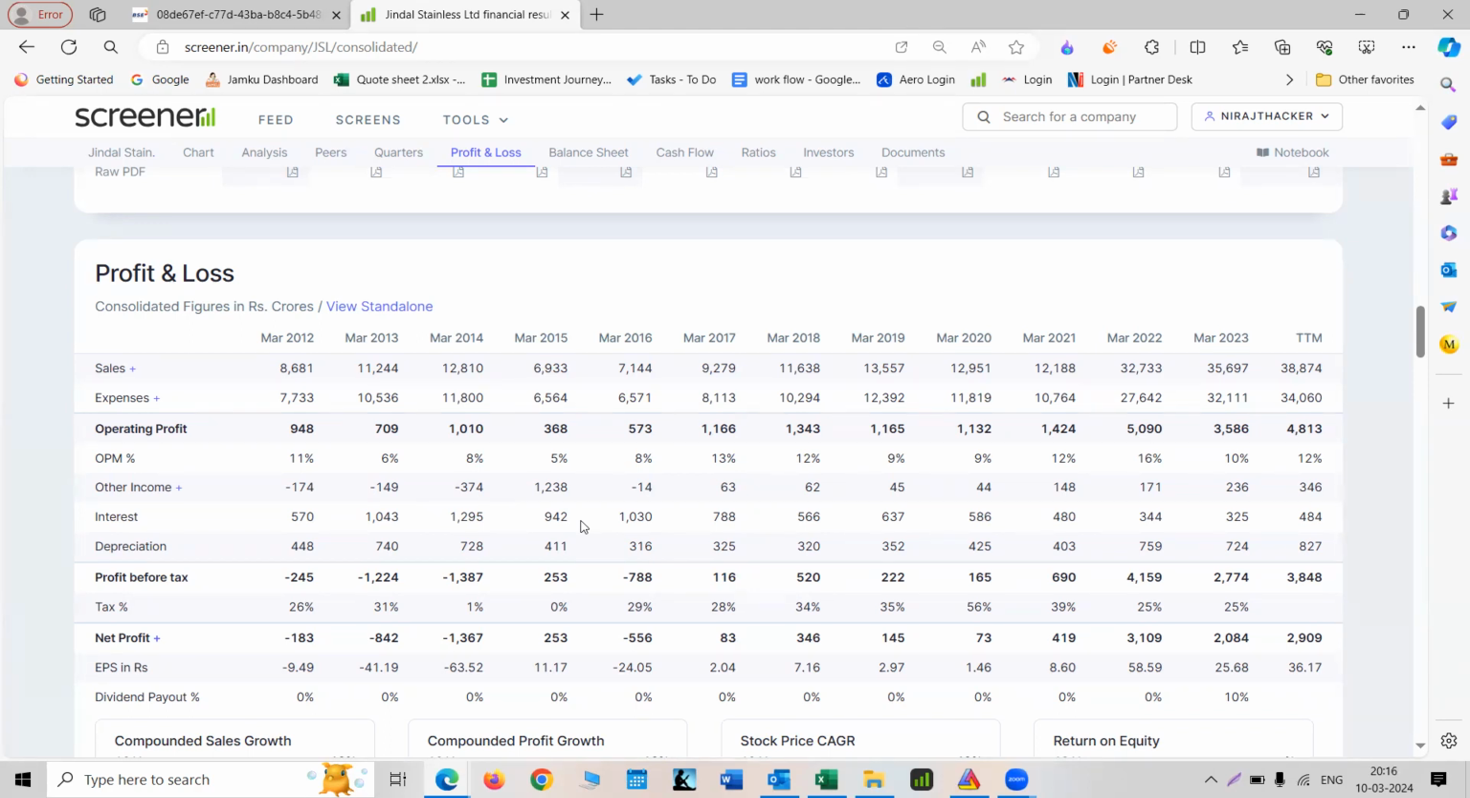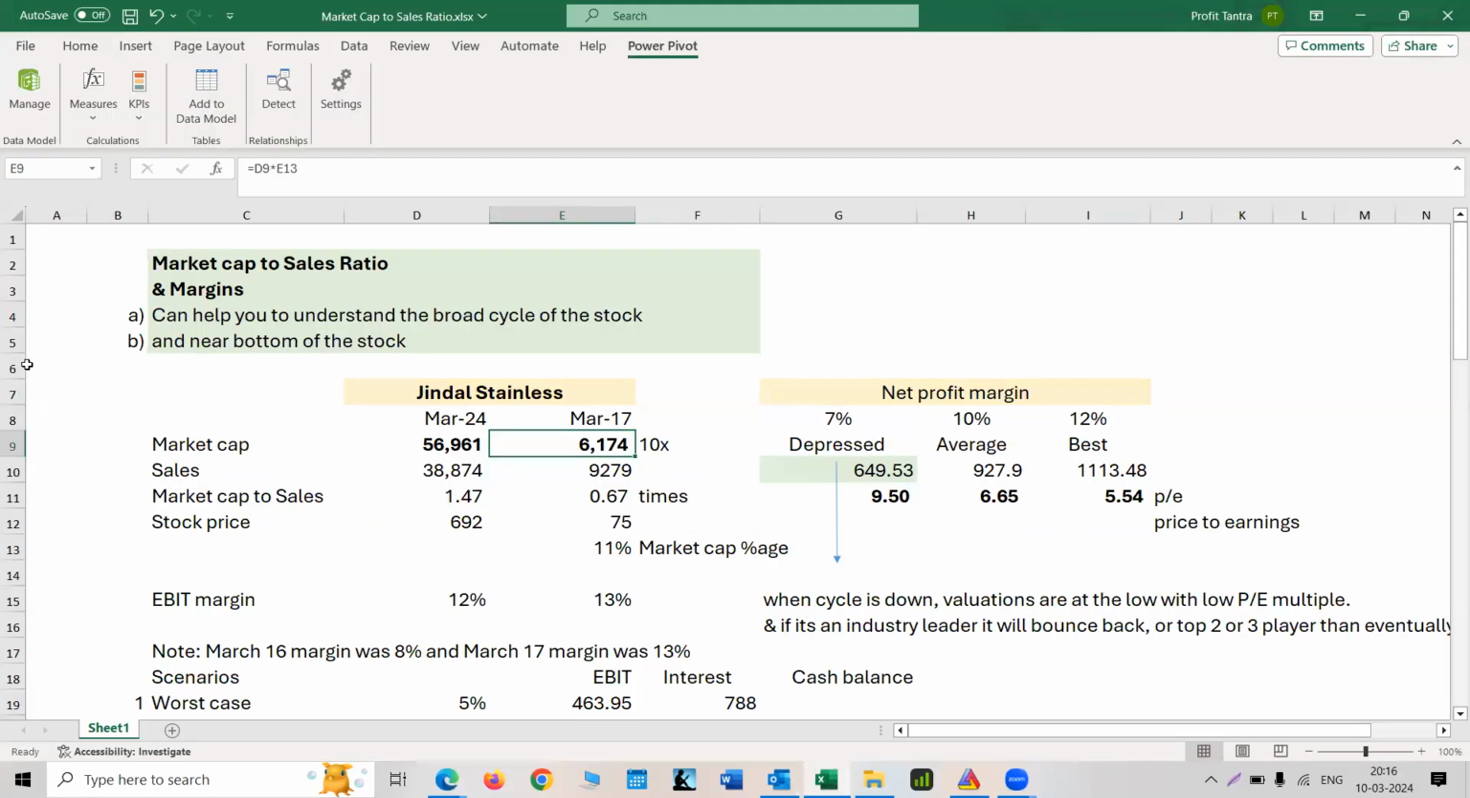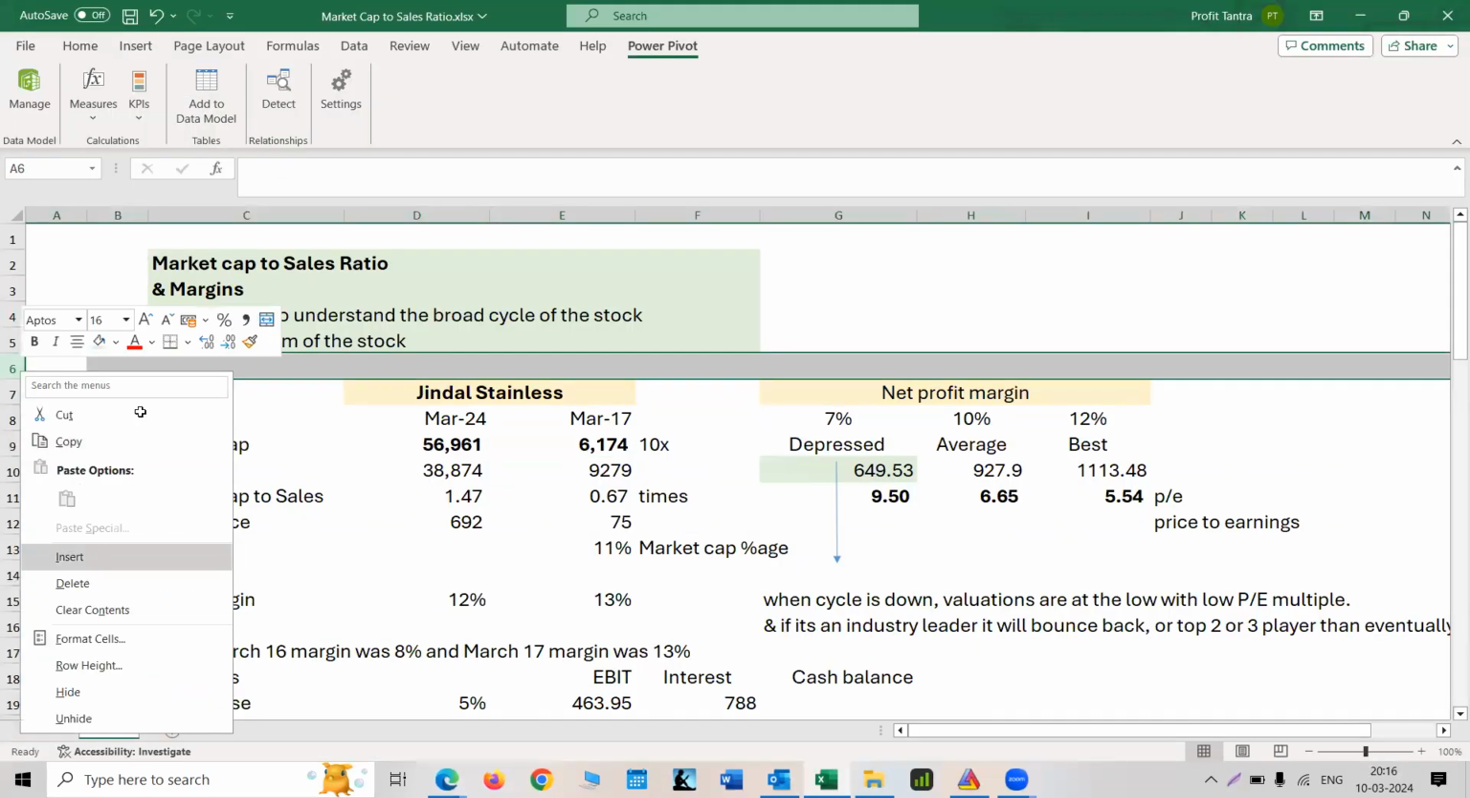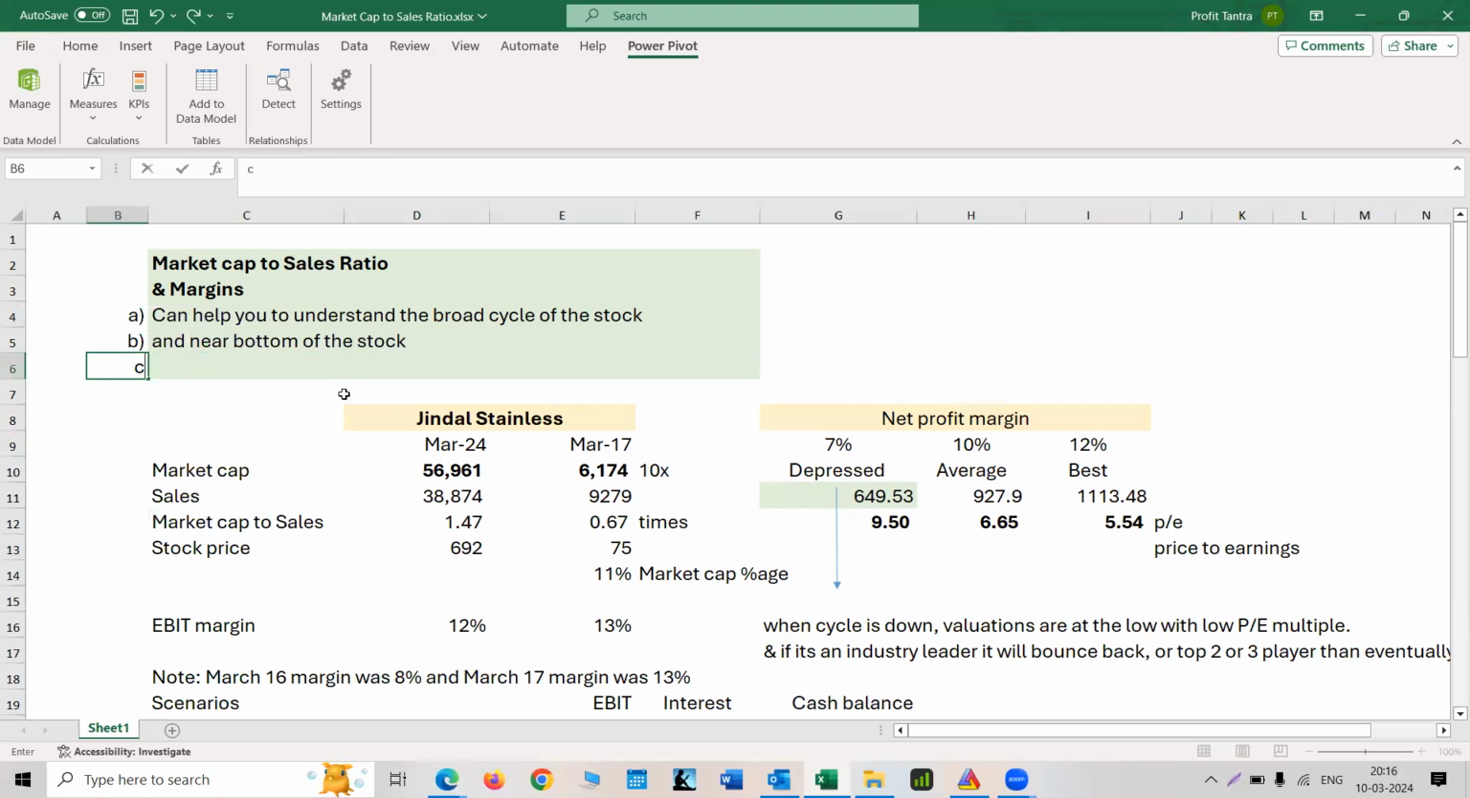Now, why I have taken this Jindal Stainless? Because they are the leader in stainless industry. So always what we will do is, whenever you are analyzing, third point is, I have not written there. No, I thought I'll write it: start with the leader in the industry.